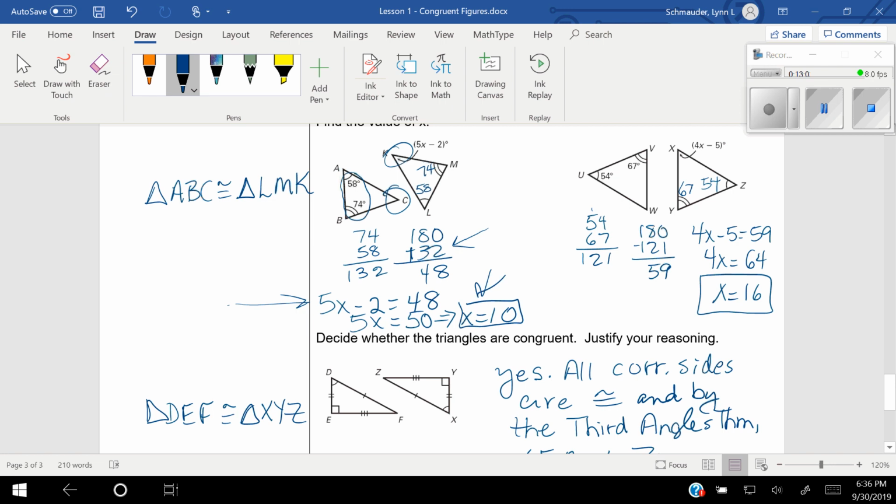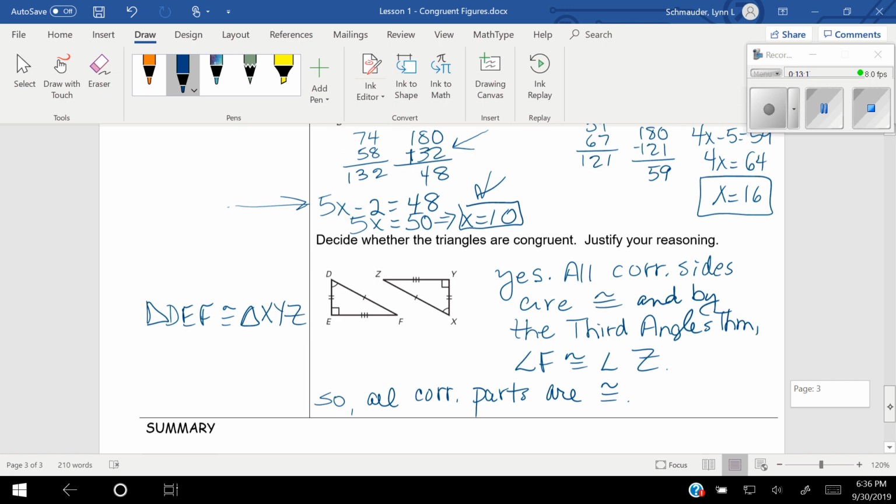Okay, this other one, just like it, again, I could not say that these two triangles are congruent, but what I can say is that this angle here is congruent to this one by the third angles theorem, and using the same steps that I used in the previous one, I get x equals 16.